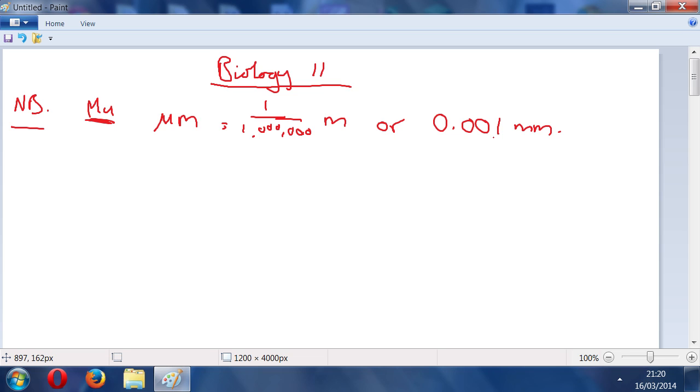So it's pretty small. It takes 1,000 micrometers to get to a millimeter. If we multiply that by 10, we get to a centimeter. Multiply by 10 again, we get 10 centimeters, and it would just carry on like that. So a micrometer is a millionth of a meter, or 0.001 millimeters.